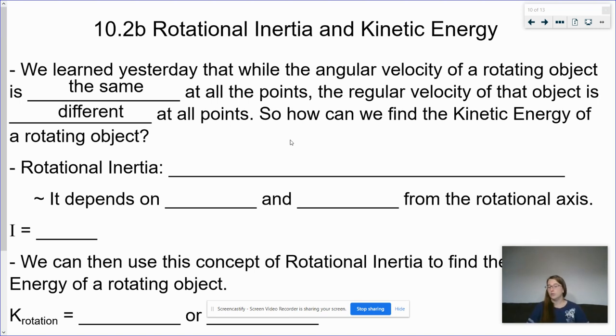And again, usually they don't say regular, they just say velocity versus angular velocity. So keep that in mind. If they just say velocity, they just mean normal meters per second velocity.